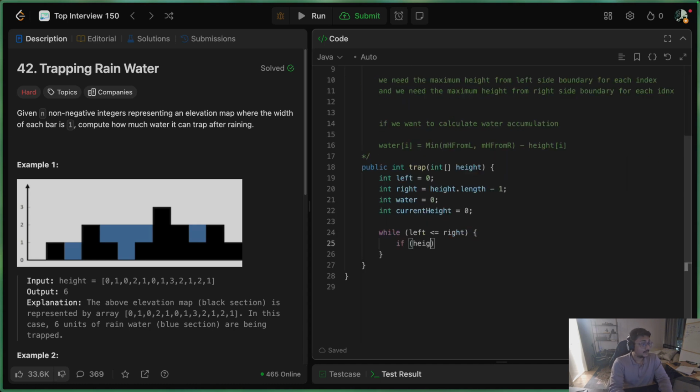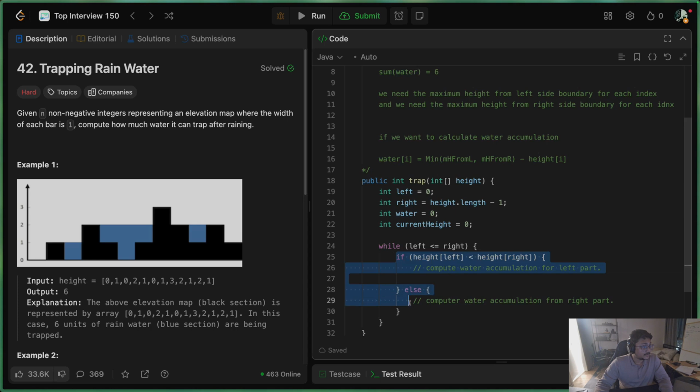So if height from left hand side is less than height from right hand side, compute water accumulation for left part, else compute water accumulation from right part. So to be able to do that, this condition is the min part, because whatever we are picking as min, so whatever is smaller, we are calculating the water accumulation from that part. Now if the height from left hand side is smaller than height from right hand side, then in order to compute the water accumulation for left part, we need a max height from left side. So let's compute that.